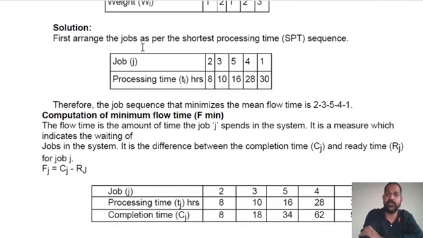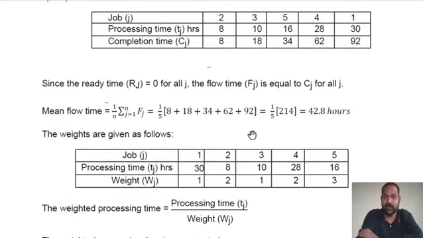First, arrange the jobs as per the shortest processing time. Why do you want me to arrange the jobs according to the shortest processing time? You haven't mentioned. Because the jobs will have the least flow time. So the job sequence that minimizes the mean flow time is 2, 3, 5, 4, 1, which is also our sequence. Now after that, they have done nothing. They have written horizontally, I have drawn vertically. It's up to you what you want to do. Jobs 2, 3, 5, 4, 1.